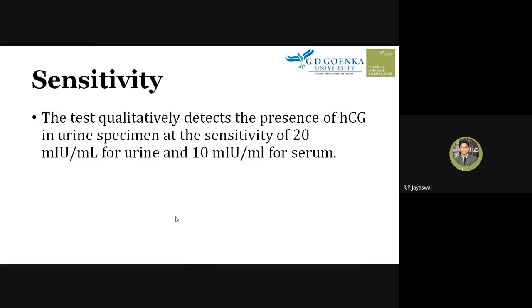Okay. This is the sensitivity of the test. The test qualitatively detects the presence of HCG in urine specimen at a sensitivity of 20 milli-international units per ml for urine and 10 milli-international units per ml for serum. So this is the sensitivity. It means a minimum of 20 international units per ml can be detected in the urine sample, and in serum we can detect 10 international units per ml of HCG.